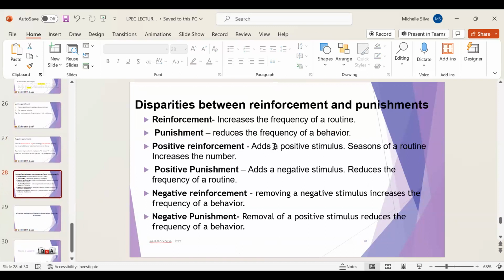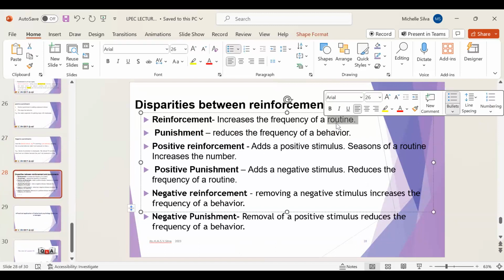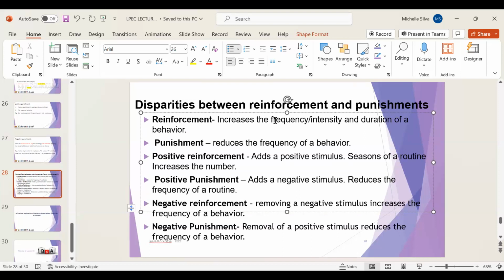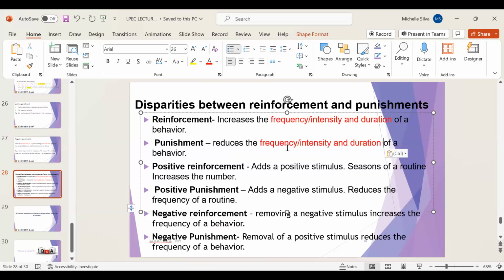So when we compare the disparities between reinforcement and punishment, reinforcement always increases the frequency of the behavior. Whether positive or negative, it increases the frequency, and not only frequency but also intensity and duration of the behavior. But punishment reduces the frequency, intensity, and duration of the behavior, because these are the 3 dimensions of a behavior.